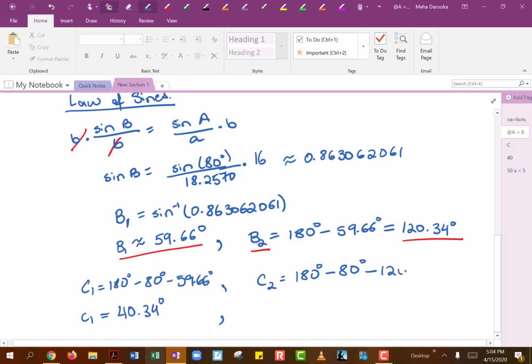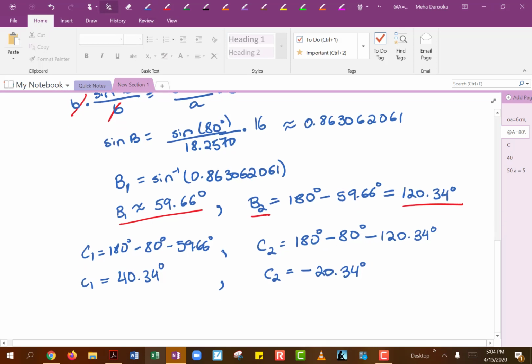minus 120.34 degrees, and you will see here C2 actually comes out to be a negative because we've already subtracted 180 from 180, and we are left over with negative 20.34 degrees. So of course that right there should tell you we cannot have a negative angle.